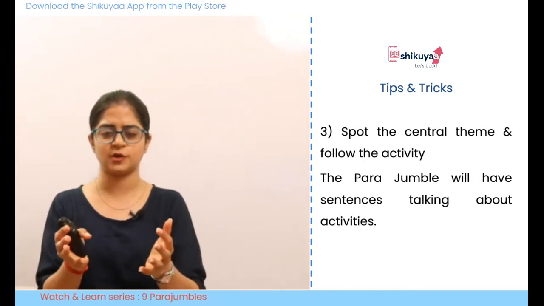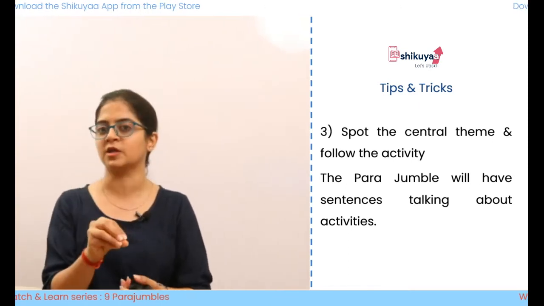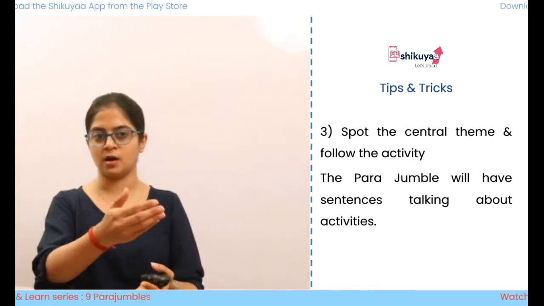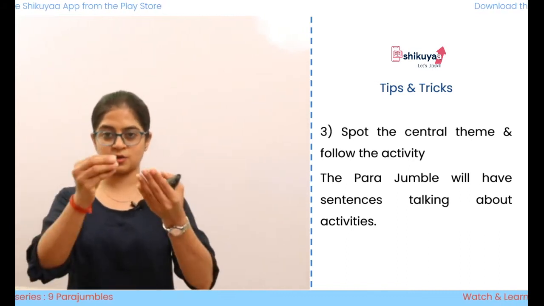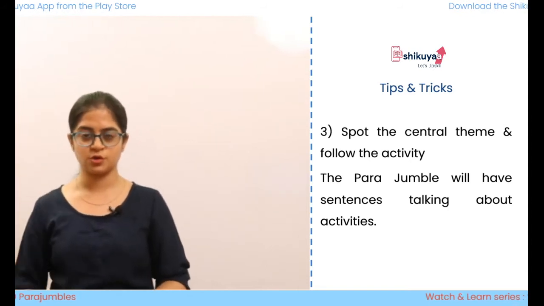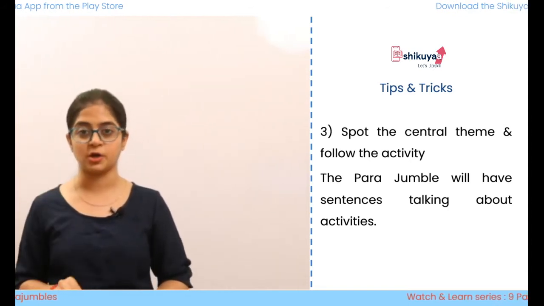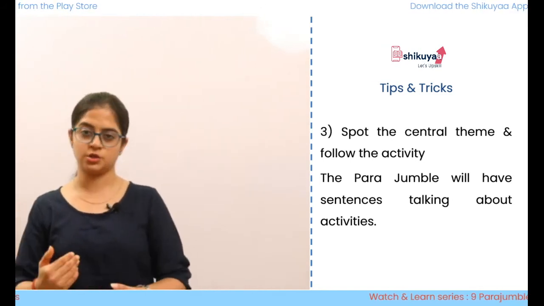Now search for the central theme. The Parajumble will have sentences talking about activities, right? If you look at the previous questions, there were some activities done with this as sentence 1 and 6 already given, and PQRS was shuffled, which was talking all about that particular subject. So search for central theme and go with the logical order.